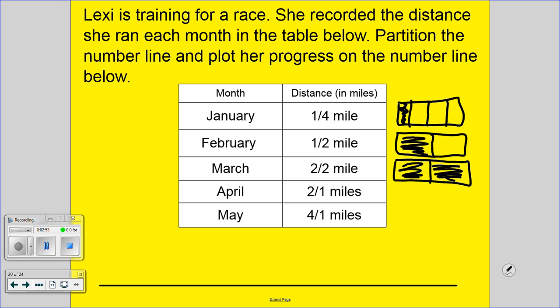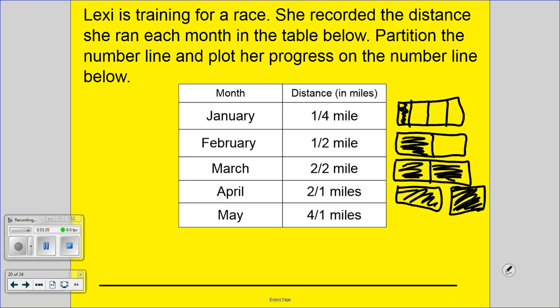If I have to break something into 1 part, it looks like this. That is 1 part, and I color the whole thing in. Here's another part. Another whole. When I have a denominator of 1, that's not a fraction. That's just another way of saying a whole number. So if I have 2 wholes, you know what that looks like. So I would say that April's fraction is 2 wholes.